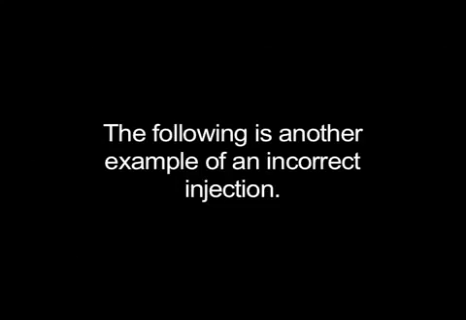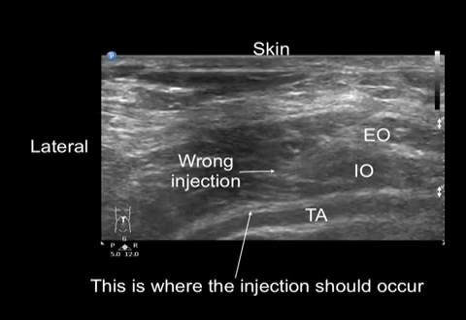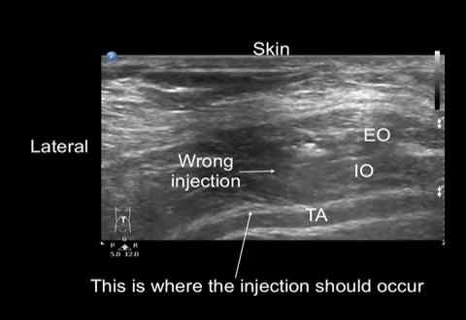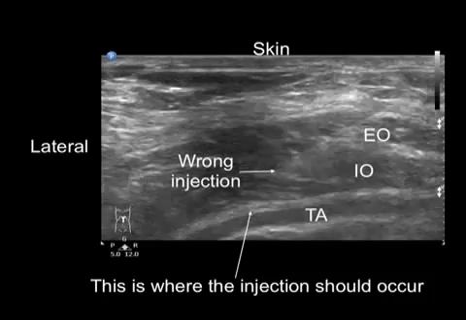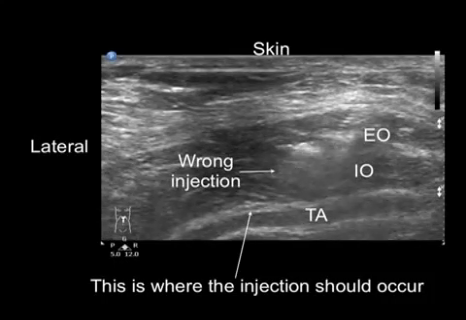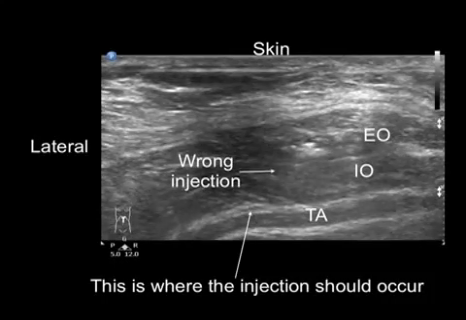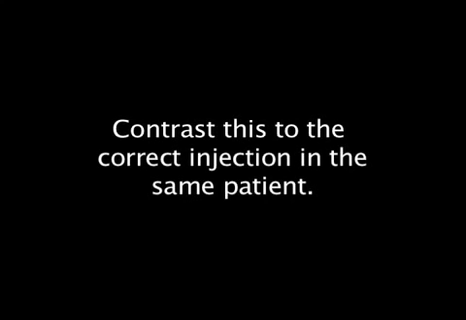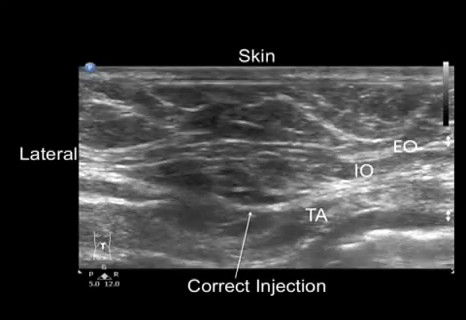Because it is so important to identify incorrect spreads of local anesthetic, we are going to share another example with you of an incorrect injection of local anesthetic. You can see the local anesthetic is spreading between the external oblique and internal oblique muscles in this example. Now contrast this with the correct spread of local anesthetic in the same patient. We will repeat the injection 4 times.